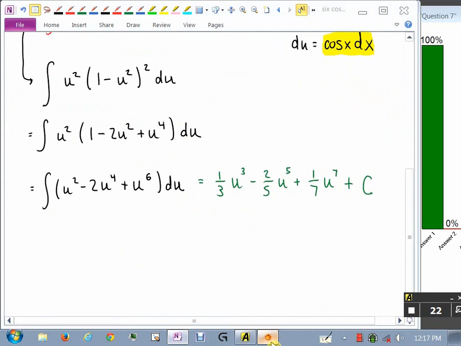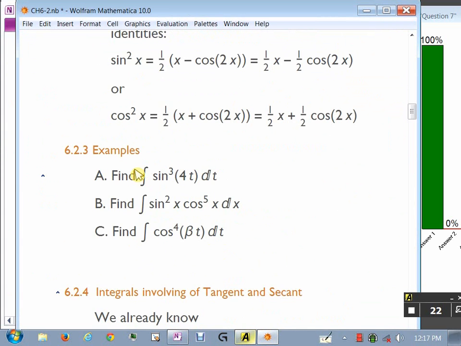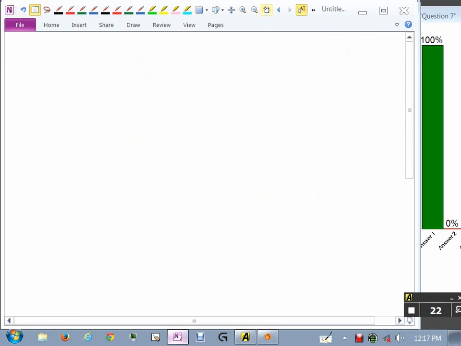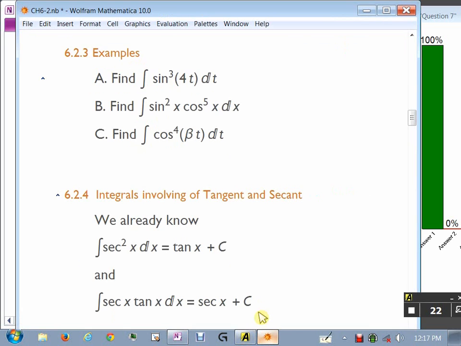Shall we do another example? Cosine to the 4th beta t. You like the beta, don't you? Was it cosine? Did I repeat myself?